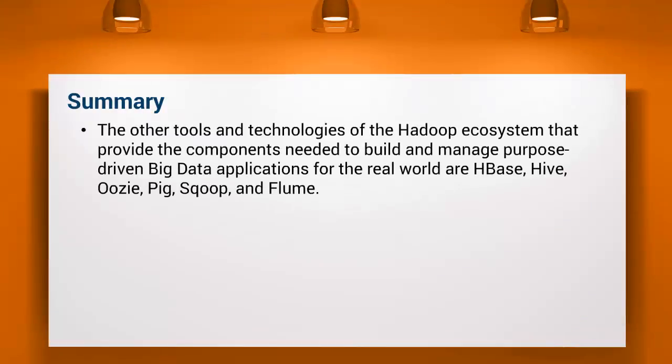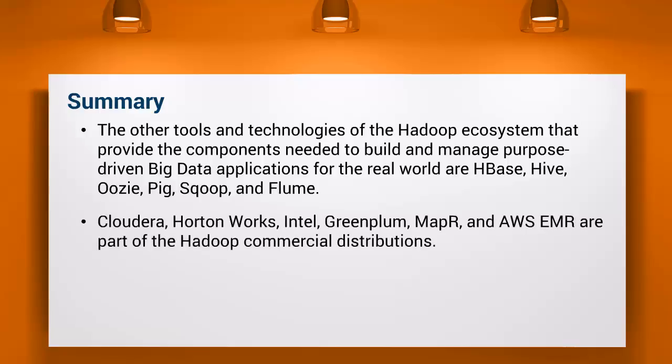The other tools and technologies of the Hadoop ecosystem that provide the components needed to build and manage purpose-driven big data applications for the real world are HBase, Hive, Oozie, Pig, Sqoop, and Flume. Cloudera, Hortonworks, Intel, Greenplum, MapR, and AWS EMR are part of the Hadoop commercial distributions.